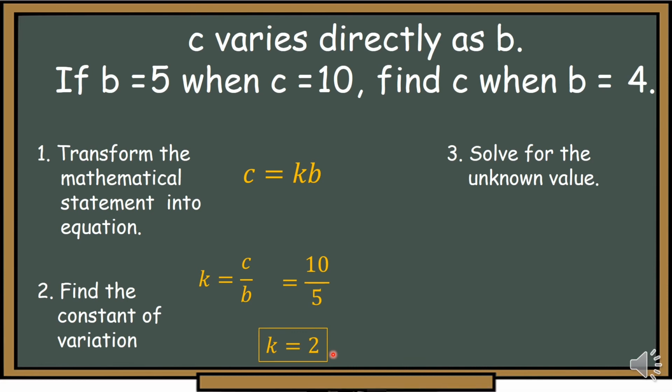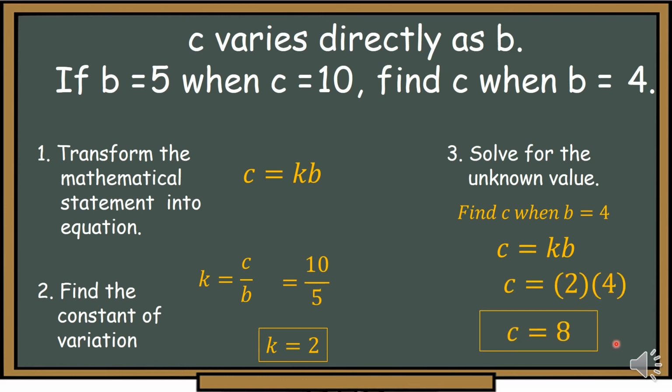And then let us perform step number 3. Solve for the unknown value. Find c when b is equal to 4. Again, we will be using the original equation, c equals kb, to solve for c when b is 4. Since our k is 2, we substitute. C is equal to 2 times 4, and c is equal to 8 when b is equal to 4.